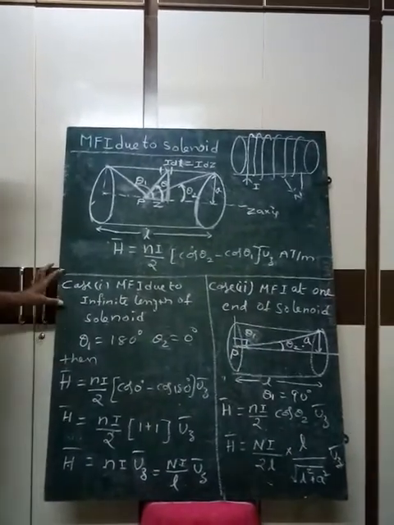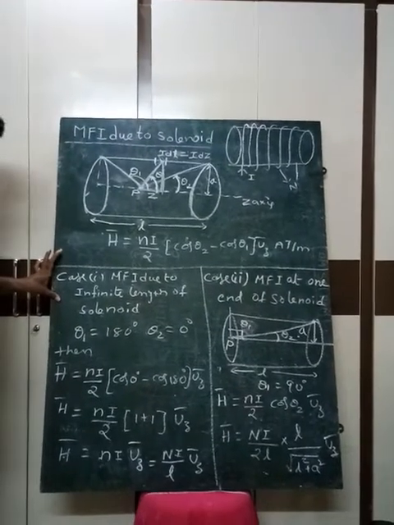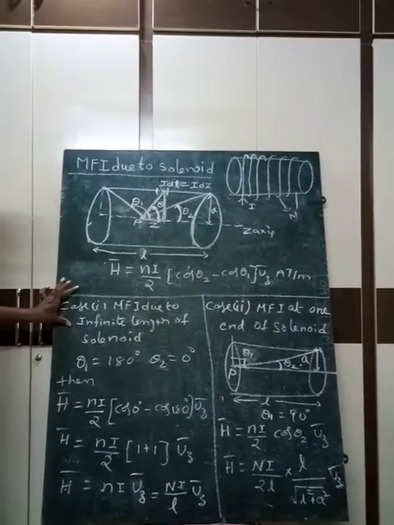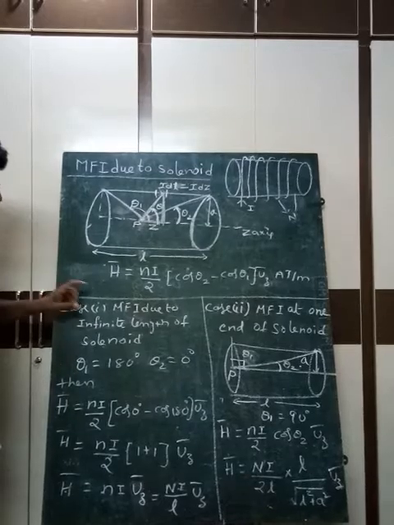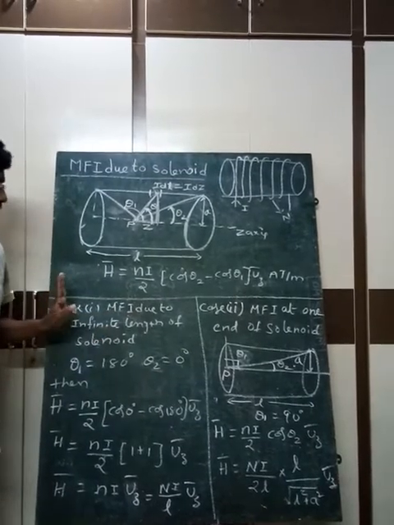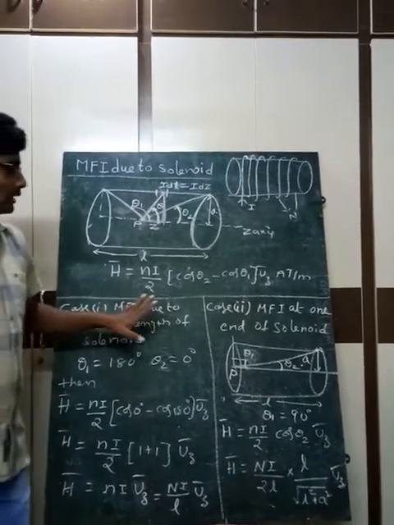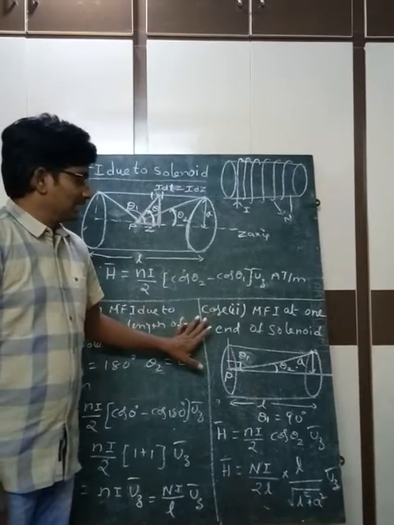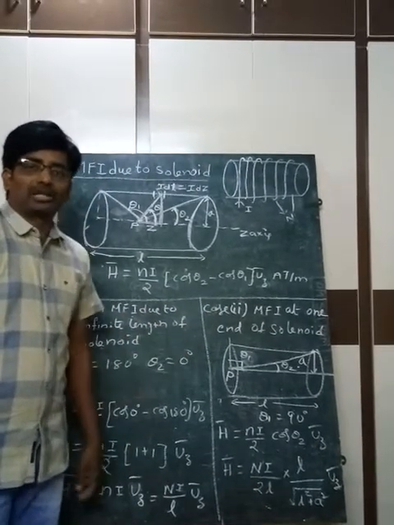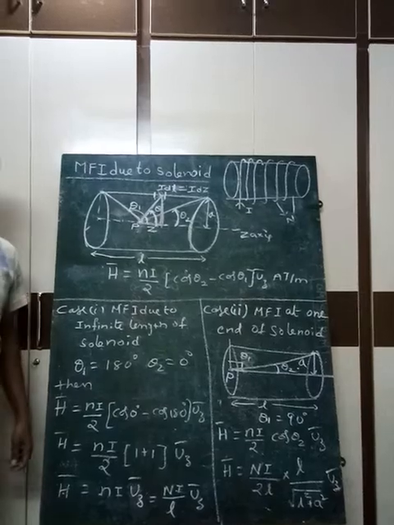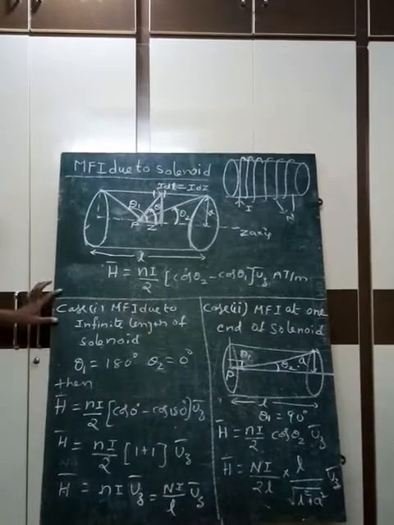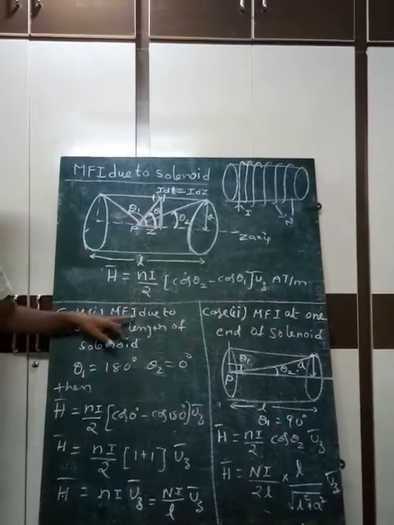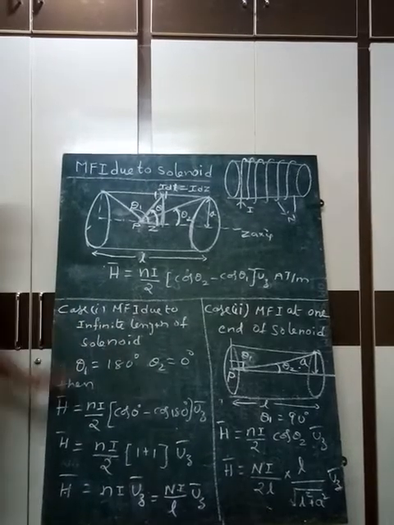Now we are going to see some special cases here. In case 1, we are going to determine the magnetic field intensity due to an infinite length solenoid. In case 2, we are going to determine the magnetic field intensity at one end of the solenoid. In case 3, we are going to determine the magnetic field intensity at the midpoint of the solenoid. So, first case: magnetic field intensity due to an infinite length solenoid.